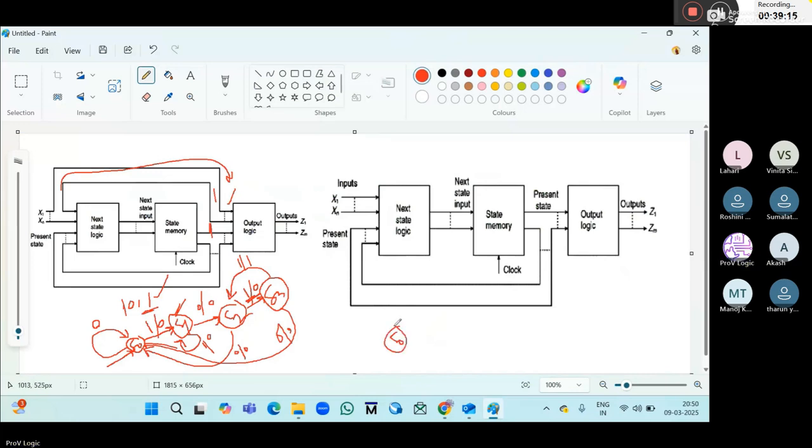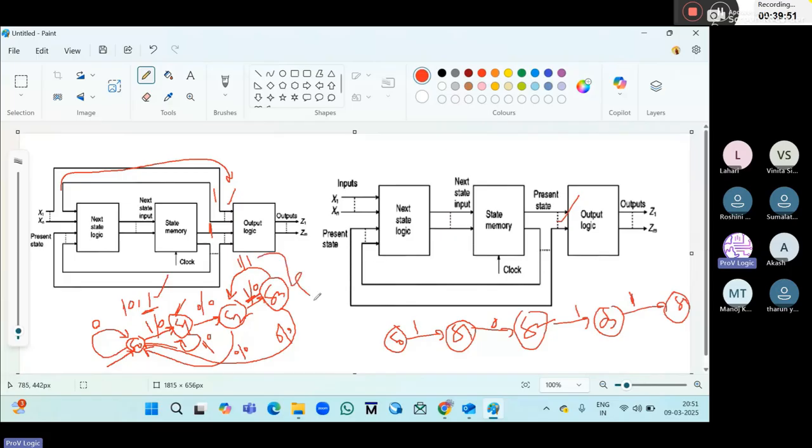S0 passing 1, S1 is passing 0, S2... 5 states, S0 to S4. Okay, here the value depends only on the present state. It doesn't depend on the previous input. So in terms of area, Mealy is efficient. It requires only 4 states comparatively. Moore requires 5 states.